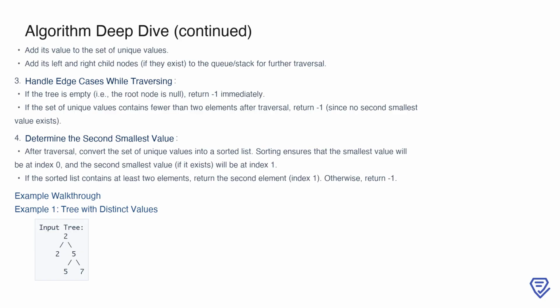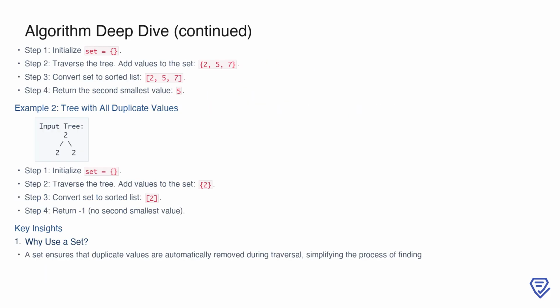Finally, to determine the result, we convert the set into a sorted list. The smallest value will be at index 0, and if a second element exists at index 1, we return it as the second smallest value. Otherwise, we return -1. To clarify this process, let's walk through an example.